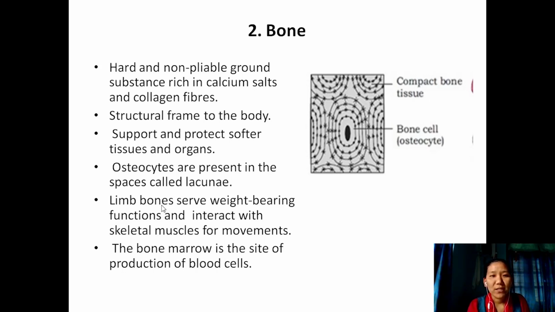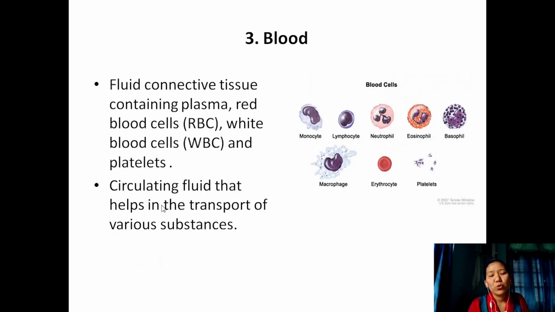Next connective tissue is blood. Blood is a fluid connective tissue. Unlike other connective tissues where the cells produce fiber, blood does not produce fiber. Blood contains plasma and blood cells. Plasma is a fluid which acts as the matrix, and then there are cells. The cells are categorized into three groups: white blood cells, red blood cells, and platelets.